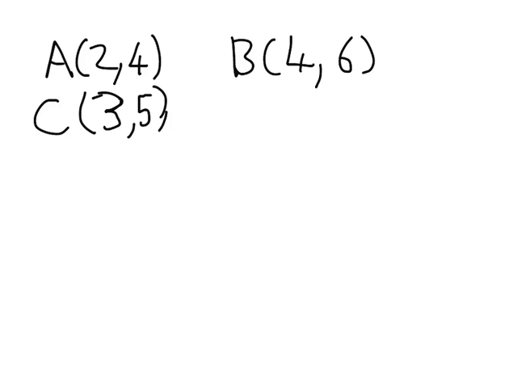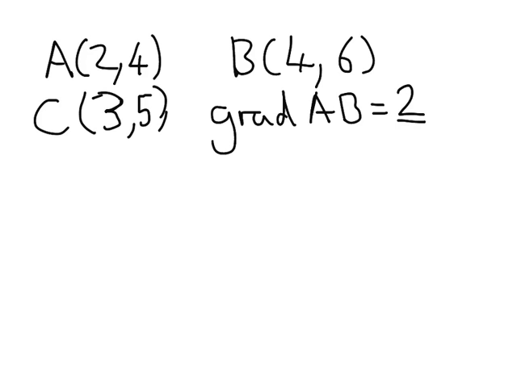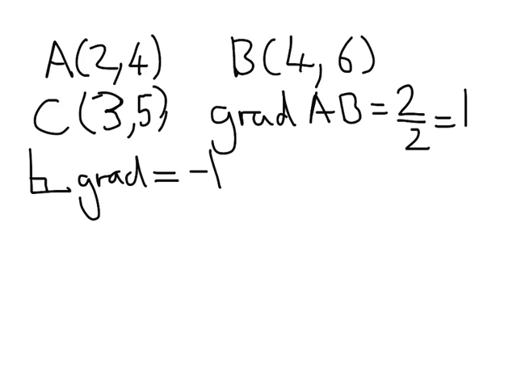Okay, so the gradient between A and B, let's call that grad AB. Let's see, so we've got y has gone from 6 to 4, so that's going to be 2, and x has gone from 4 to 2, so that's 2, so that's a gradient of 1. Now I want the gradient of the perpendicular. So the perpendicular gradient is going to be the negative reciprocal of that. I really did make it easy for myself. That's going to be negative 1.